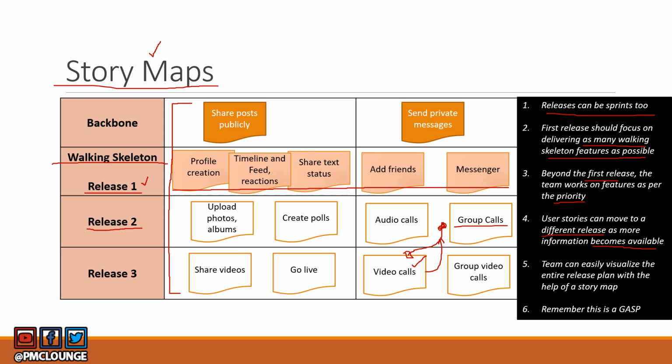Also, one last point. Remember, this is a GASP. I almost forgot that there were 6 points here. So remember, this is a GASP. A GASP is a generally accepted Scrum practice. So this answers the question that you might have had that, hey, we work in a Scrum environment. We deliver agile projects. We deliver agile releases. We have never made a story map so far. Well, because it is a generally accepted Scrum practice. It is not something mandatory that you must do for every single one of your agile projects.